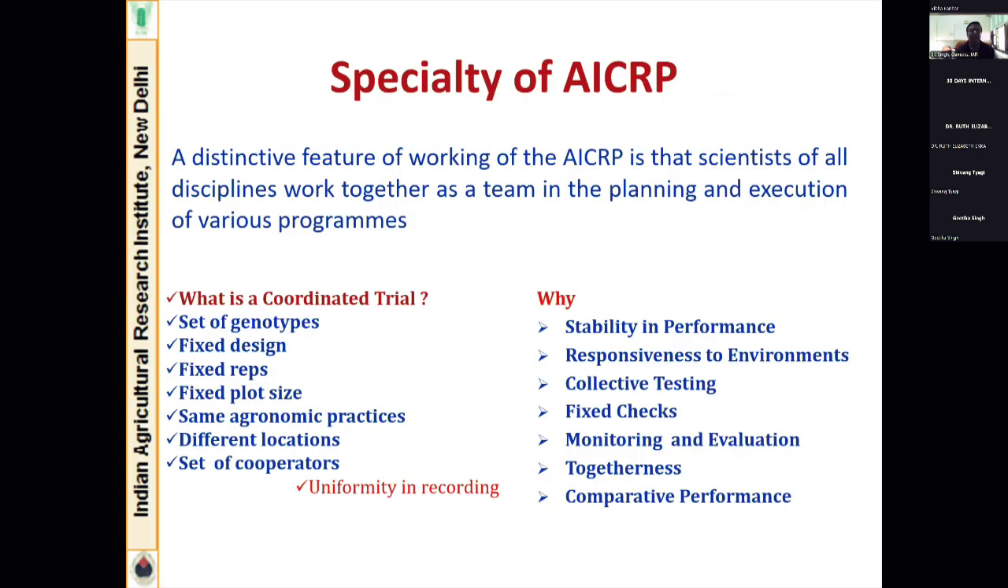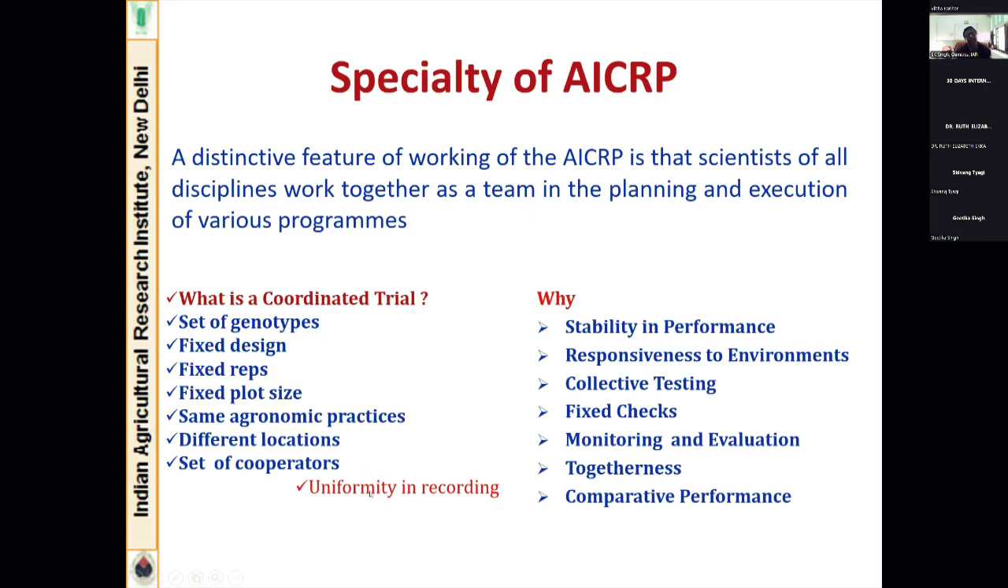Coordinated trials are done by the national testing system in this All India Coordinated Research Project. It is different projects for different crops. It is crop specific. So the distinctive feature of working of the AICRP is that scientists of all disciplines required for development of a variety work together as a team in the planning and execution. So what is a coordinated trial? There is a set of genotypes, fixed designs, fixed replications, fixed plot size, same agronomic practices over different locations, and a number of cooperators are there.